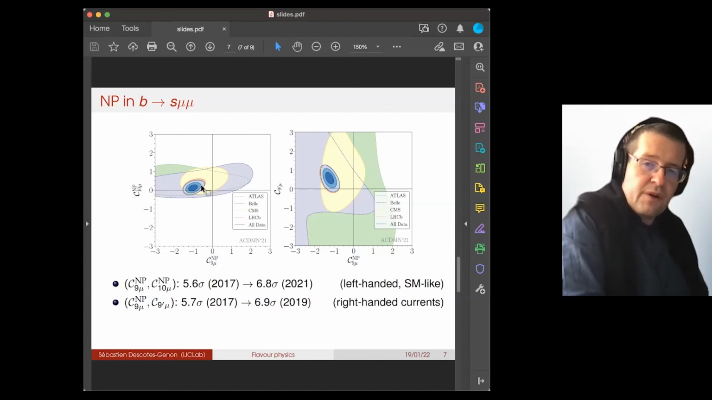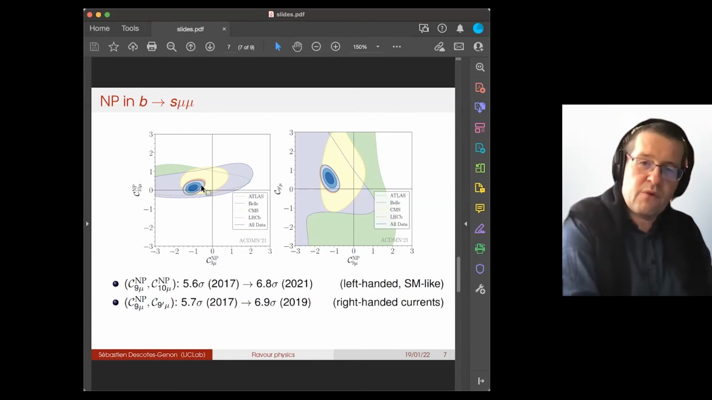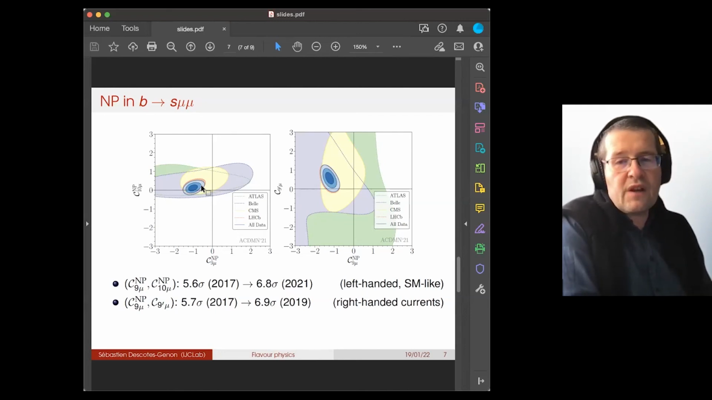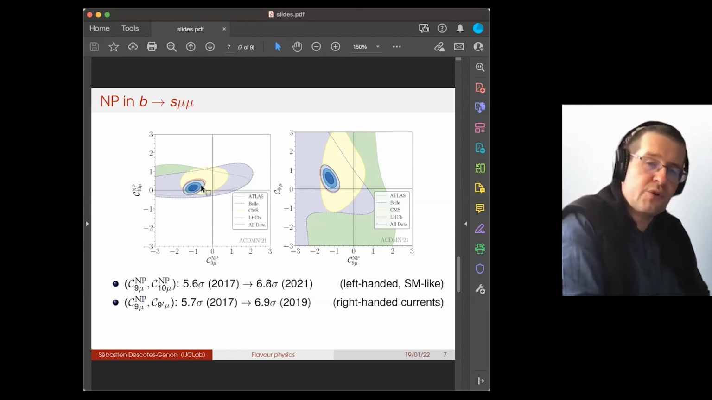You've got also on the right-hand side another scenario, which is C9 and C9 prime. So this time C9 and the chirality-flipped operator for the s bilinear. And once again, you see that you're compatible with C9 only, but also C9 equal minus C9 prime. The point is that you could play with plenty of different scenarios, assuming that new physics enters only one or two Wilson coefficients.